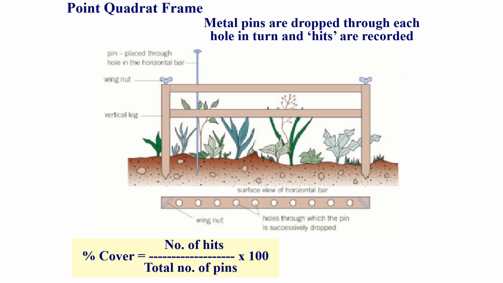The pins are placed through holes in this horizontal bar and there are wing nuts to secure it at a particular area, and here you see these are the vertical legs of this quadrat, and if you look at this area from the top, it looks like this. It has holes from which we drop the metal pins. Now the number of hits divided by the total number of pins multiplied by 100 will give us the percentage cover of a particular species. So the number of times a metal pin hits a particular plant will give you the percentage cover of that plant in a particular area.